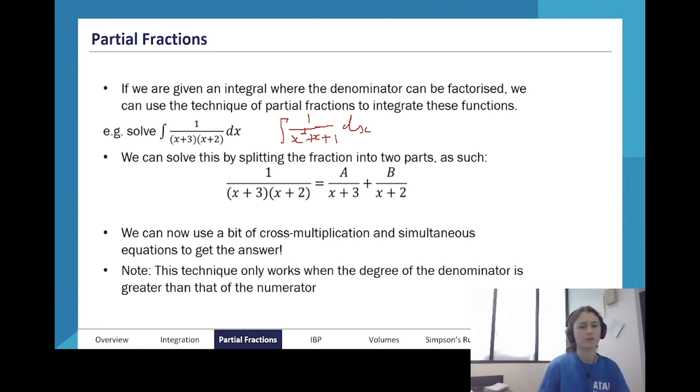Now, of course, the difficulty when we're given an integral like this is that we can't integrate it straight away because we have a product on the denominator. We can't use linear substitution because we have these two linear elements. And we can't use nonlinear substitution either because we don't have multiple different parts of the function that we'd cancel out. So what we need to do is use partial fractions.